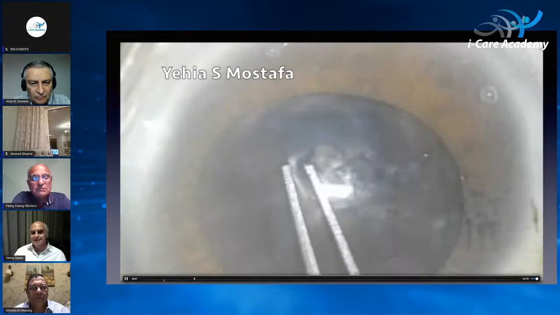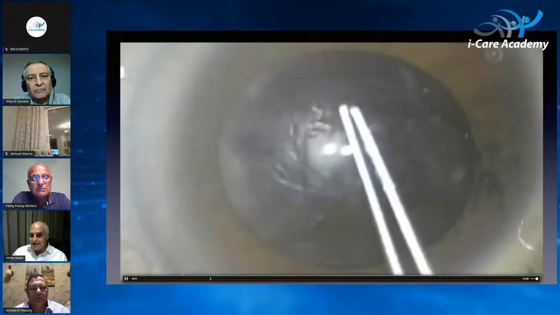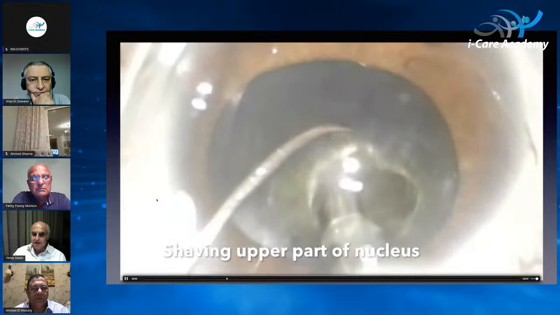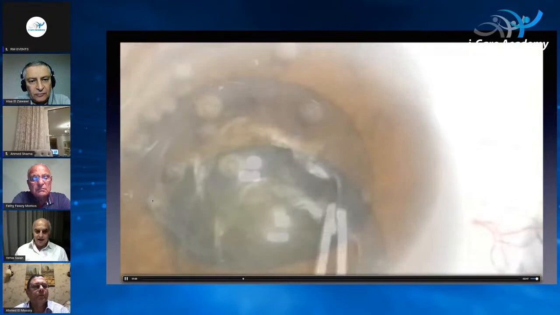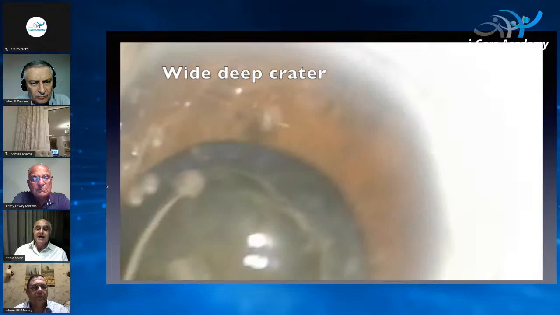I work under topical anesthesia in almost 99.9% of the cases. Aiming at a little bit larger rhexis, in such cases you anticipate weeks and years. You see how big is the exposure. Doing exactly the same technique I described, shaving the upper part of the nucleus, creating a crater, and when I remove the first part, I can redirect the lens. Here, I discovered I did not complete the rhexis, so I stopped and completed the rhexis, and then continued my technique. The value of working with high magnification is you can see exactly what you're doing.